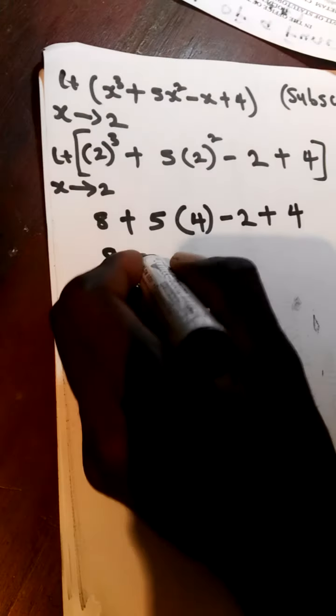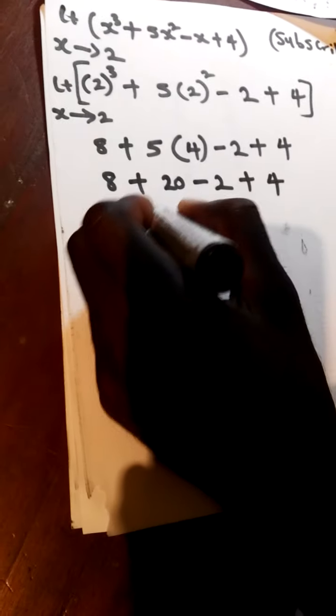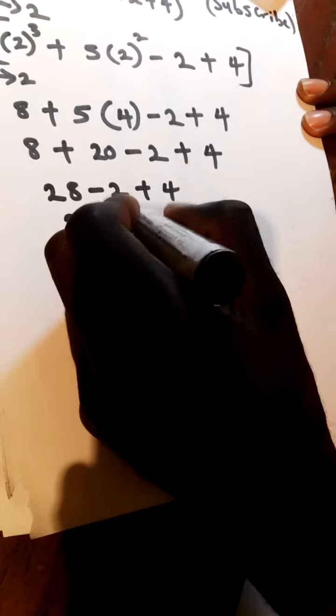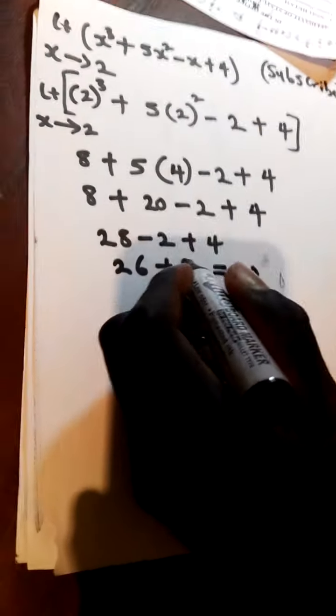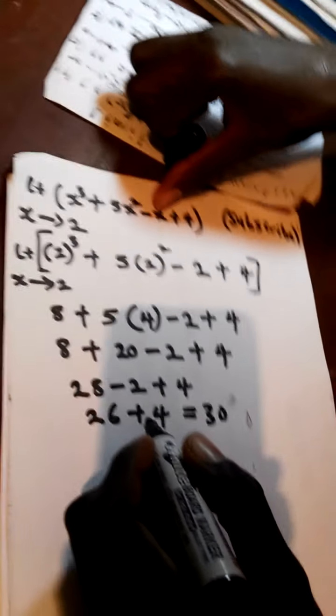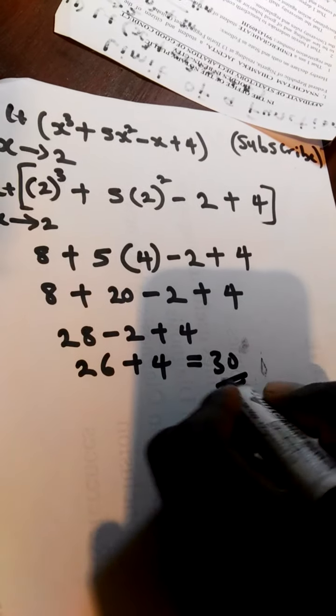Now moving further, 5 times 4 is 20, minus 2 plus 4. Now 8 plus 20 is 28, minus 2 plus 4. 28 minus 2 is 26. 26 plus 4 equals 30. Now the limit of x to the power of 3 plus 5x to the power of 2 minus x plus 4 as x approaches 2 is equal to 30. That'll be our final answer.